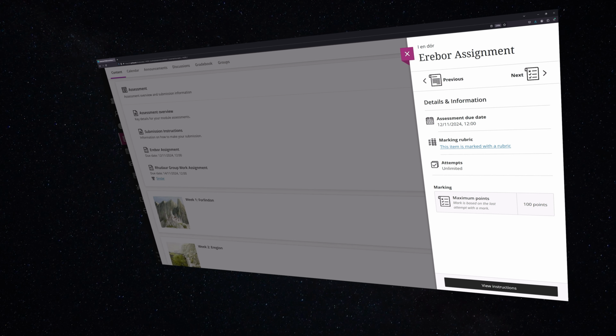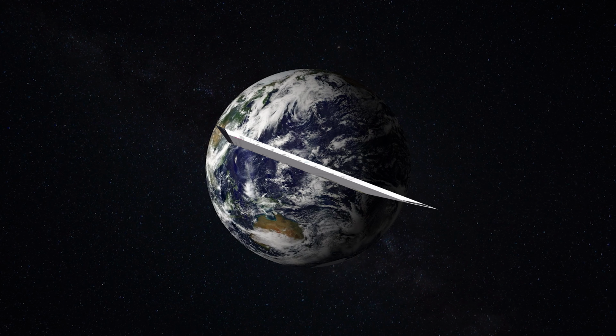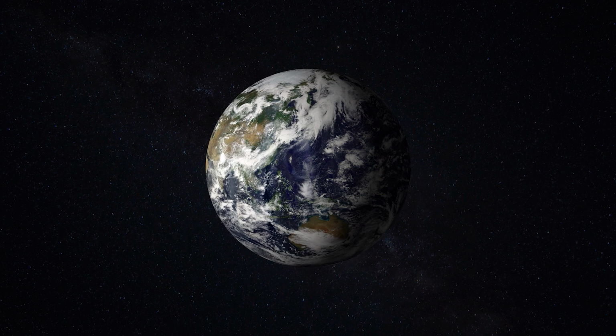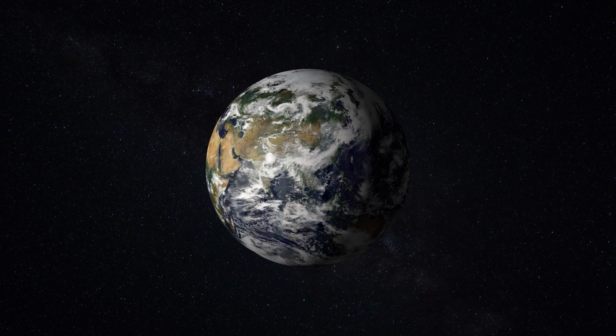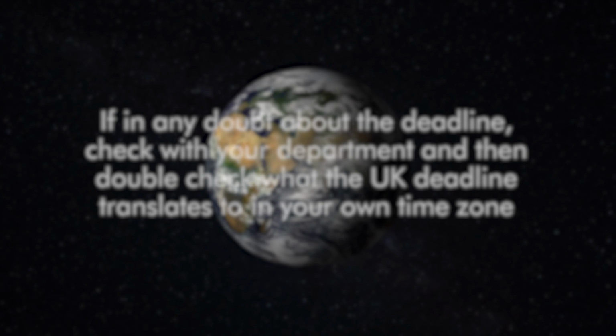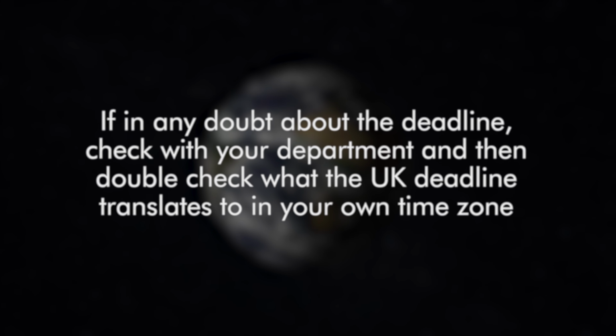If the device you are using is set to a time zone other than the one that the university operates in, it is vital that you know and remember that the VLE automatically adjusts and displays an Ultra assignment deadline in the time zone your device is set to, not in UK time. If in any doubt about the deadline, check with your department and then double-check what the UK deadline translates to in your own time zone.